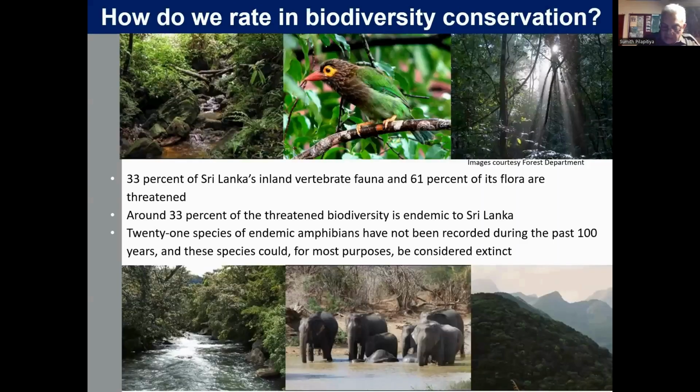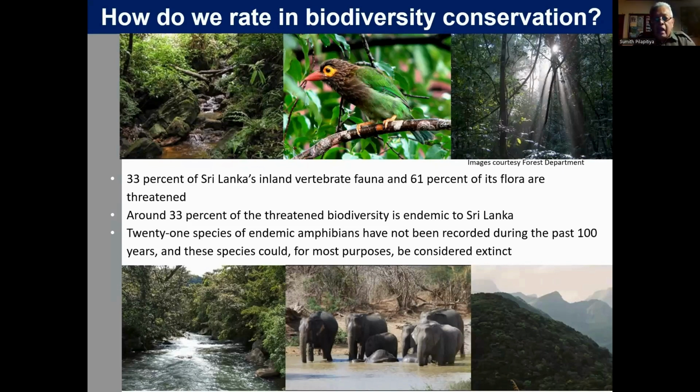Now I'm going to share with you some data that has been collected by the IUCN, the International Union for the Conservation of Nature, when they did the IUCN red listing process in 2007. I'm giving you old data for a particular reason. In 2007, the IUCN red list, which is a list of threatened and endangered species in each country, showed that one third of Sri Lanka's inland vertebrate fauna and almost two thirds of its flora are threatened. And about 33% of the threatened biodiversity is endemic to Sri Lanka, which means it is available only in Sri Lanka. 21 species of endemic amphibians have not been recorded during the past 100 years, which means that these species could for most purposes be considered extinct. So even as we speak, we are having species becoming extinct in our country.